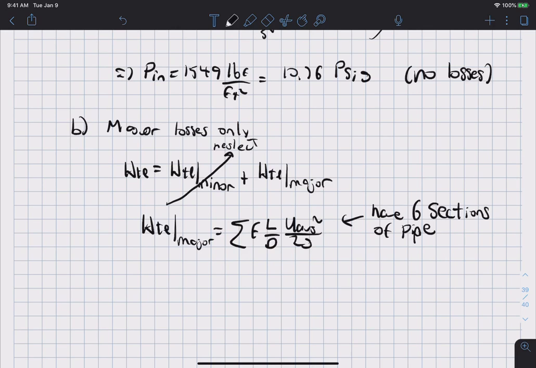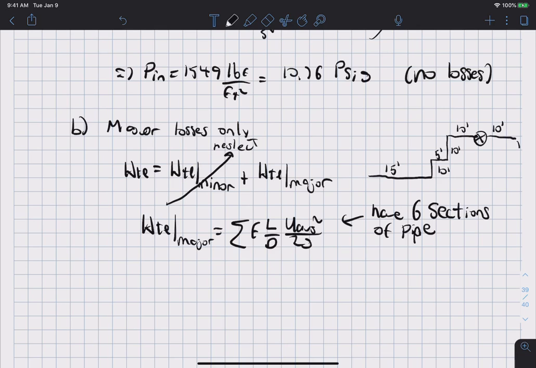I'll draw another little cartoon of that. We have the first section here, then the rise, which is the second section, then the second horizontal run, that's section 3. The second rise, which is the fourth section, then the 10 feet to the globe valve, and then 10 feet, and then that's the exit, and that's the exit through the faucet. This length here is 15 feet, this length here is 10 feet, this length here is 5 feet, 10 feet, 10 feet, 10 feet.